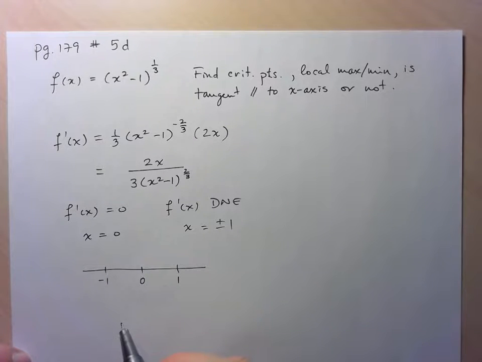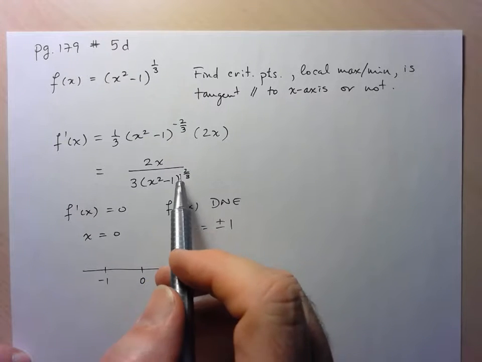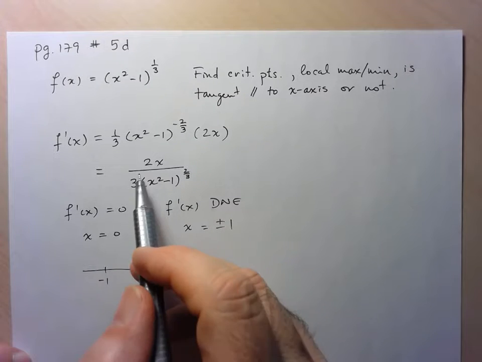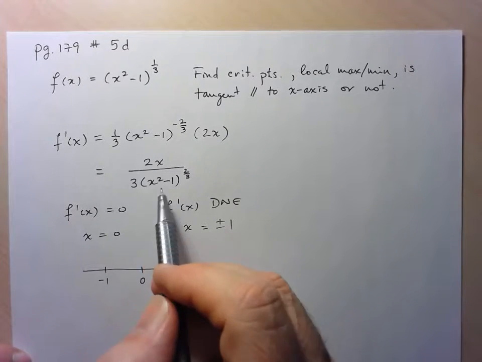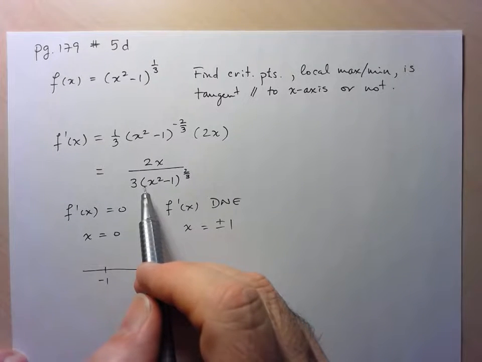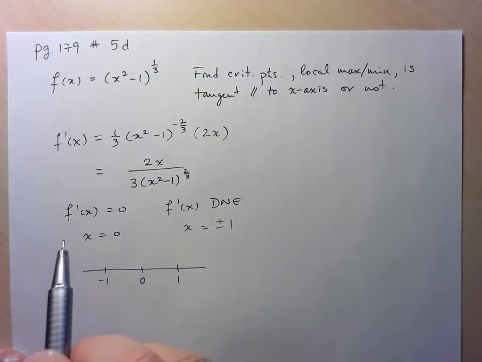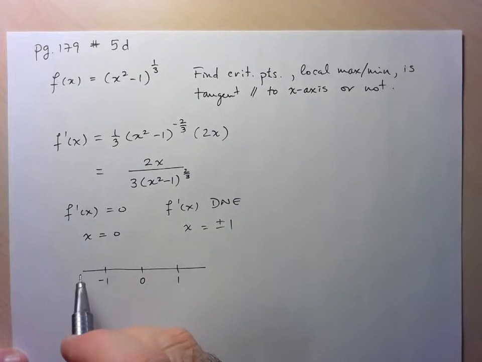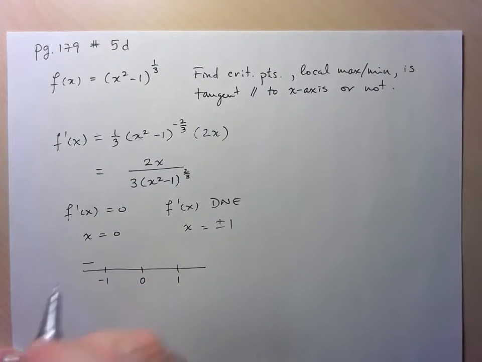One thing I notice about my derivative, something to really look for, is that because of the 2 in the exponent of the denominator, I'm squaring the expression x squared minus 1. So this is always going to be positive, and I'm just multiplying it by 3. The denominator is always positive, so the only thing I need to look at is the sign of the numerator. If I put in -2, the numerator is negative, meaning the whole thing is negative.